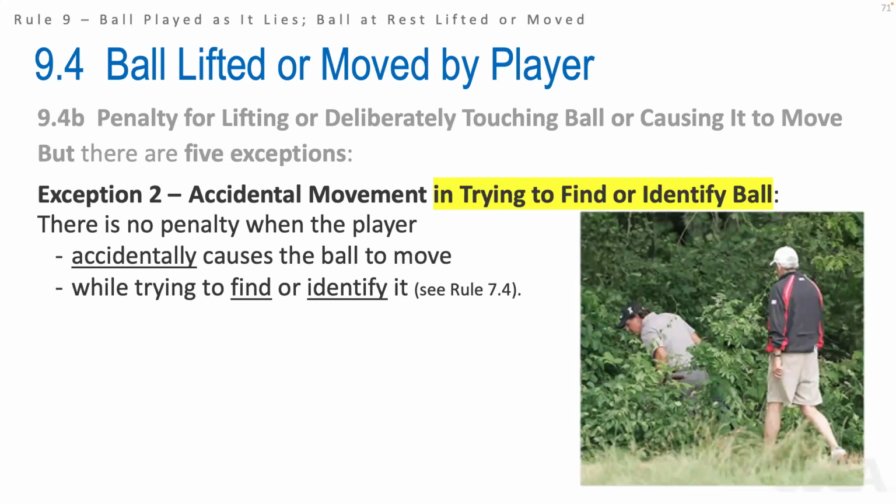All right, Exception 2: accidental movement in trying to find or identify the ball. So if we're in the woods here, like Phil is, and we're searching for our ball, we don't know where it is, and we accidentally move the ball, there's not going to be a penalty there because we've accidentally caused it to move while we're trying to find the ball.